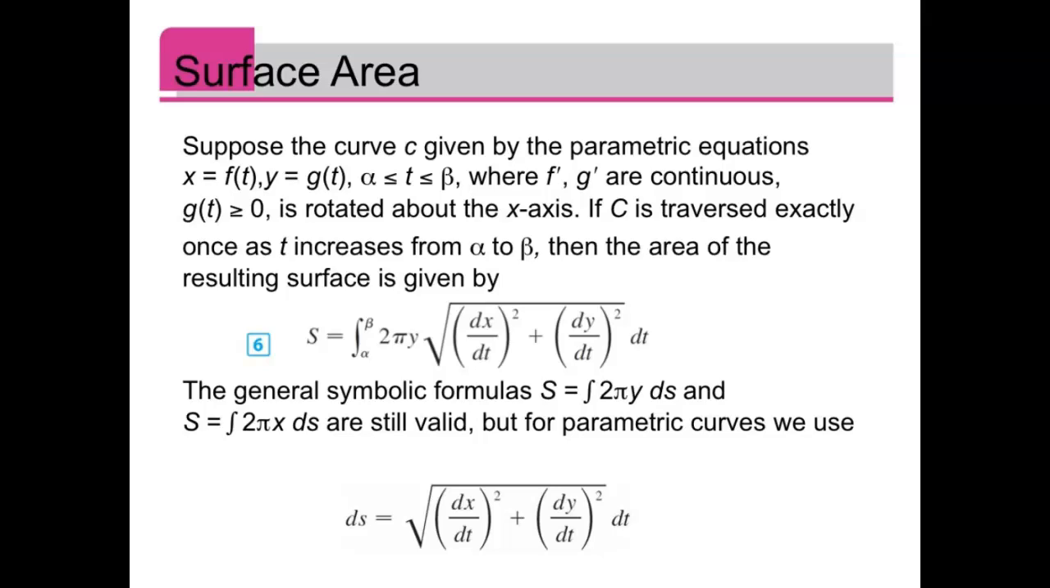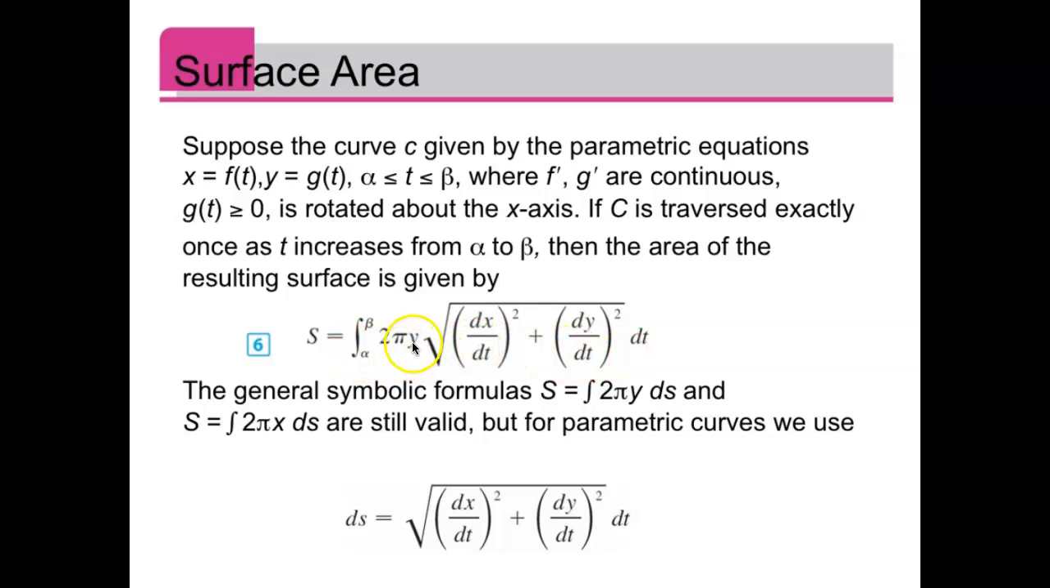Okay, so the last thing we're going to talk about is surface area. We're going to take the same parametric equations, x equals f of t, y equals g of t, where t is between alpha and beta. We're going to rotate it around the x-axis. What we're going to look at is just our regular surface area integral, but now we've converted it once again to parametric form.